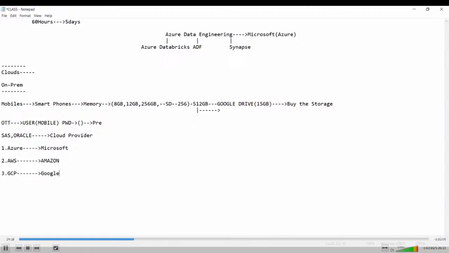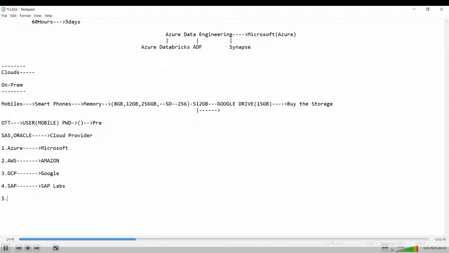Okay, from the Google. And apart from this, we also have the cloud provider as SAP. SAP, you might have heard SAP Labs. They have come out with their own cloud computing technology, and the provider is SAP Labs.